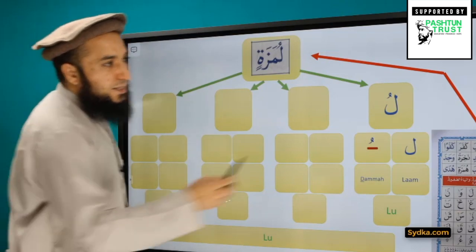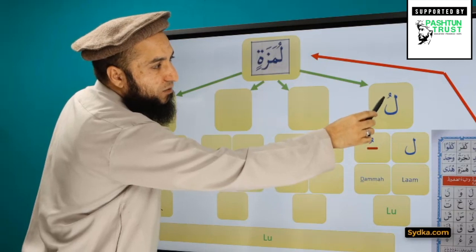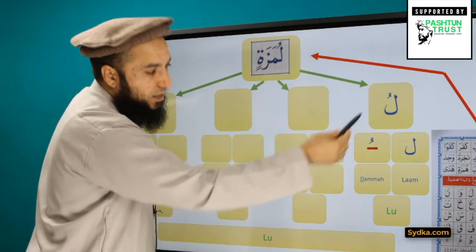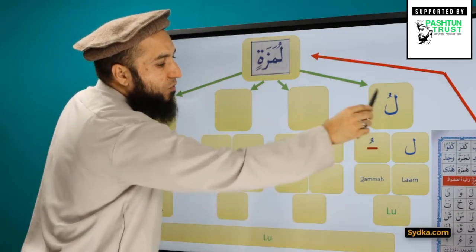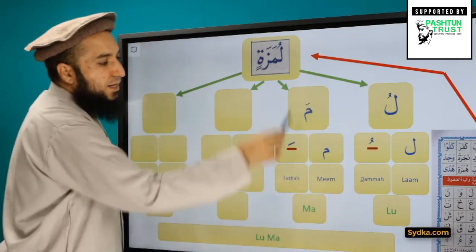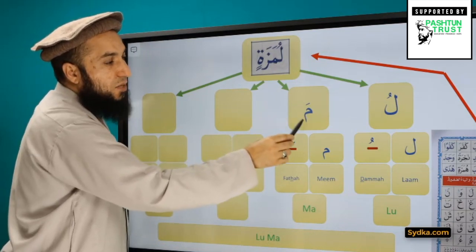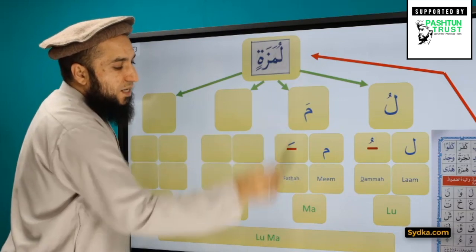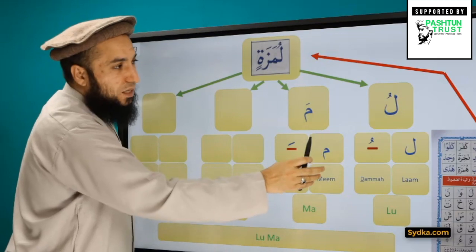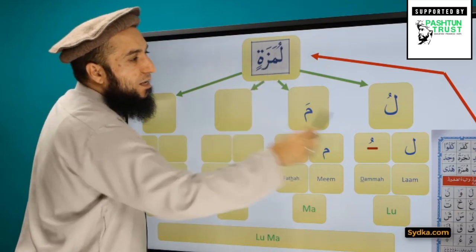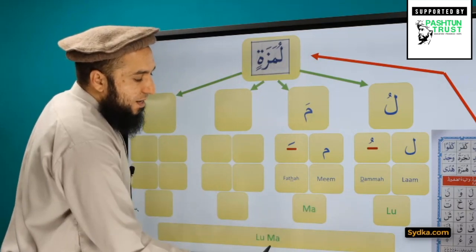The first syllable is lam dhamma lu. Lam is not silent and it has dhamma, and lam is a light letter in this case. Lam dhamma lu. The second syllable is mim fatha ma. Mim is not silent and it has fatha, and mim is a light letter. Mim fatha ma. So now we connect these two syllables and we have luma, luma.